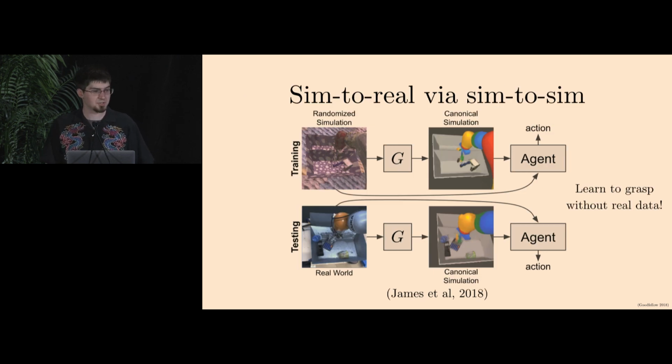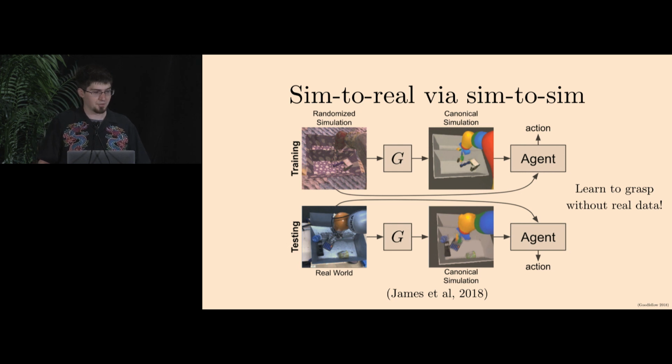GANs can even be used to learn robot grasping without real data. A recent paper called Sim to Real via Sim to Sim shows how we can learn a cycle GAN-like model that can convert from many different kinds of images to a canonical simulation image. At training time, the GAN is shown randomized simulation images, like in the upper left, where different aspects of the appearance of the simulator have been randomized by adding unusual textures to the scene.